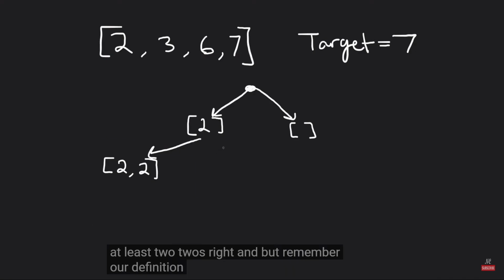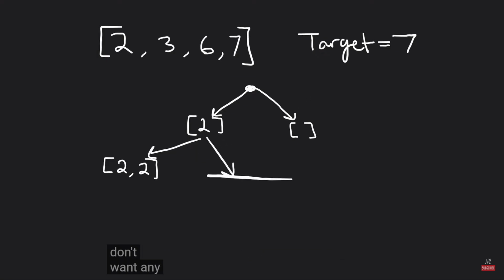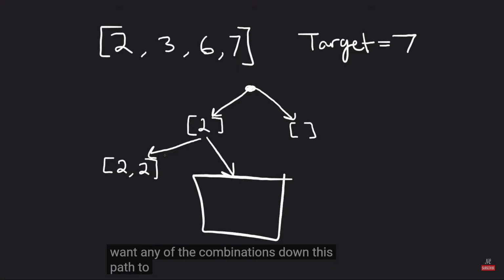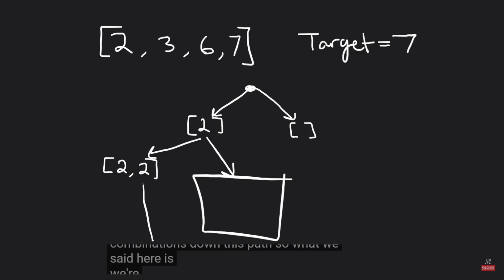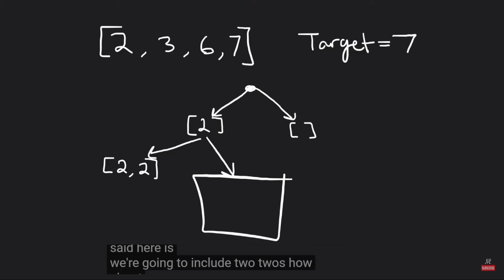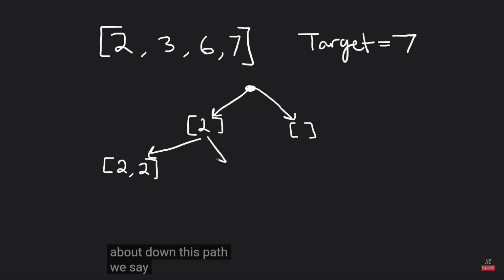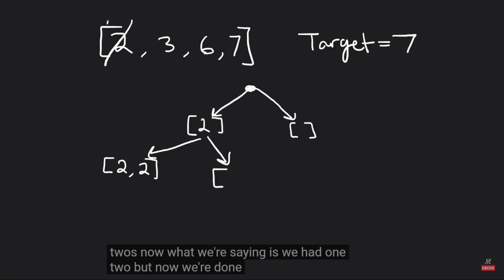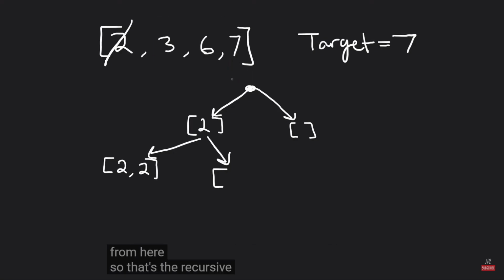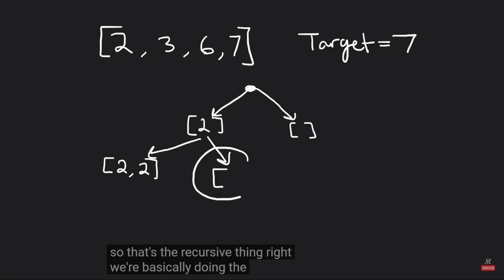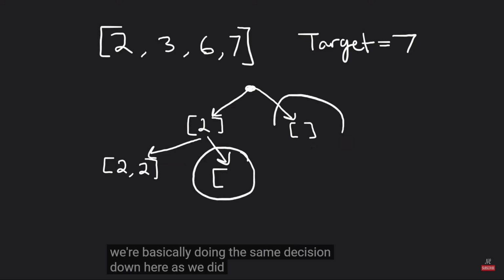But remember, our definition for this decision tree needs to be recursive, right? Because we don't want any of the combinations down this path to be the same as any of the combinations down this path. So what we said here is we're going to include two twos. How about down this path? We say that we're not including any more twos now. What we're saying is we had one two, but now we're done. We're skipping twos. Now we're only going to use values from here. So that's the recursive thing, right? We're basically doing the same decision down here as we did up here.